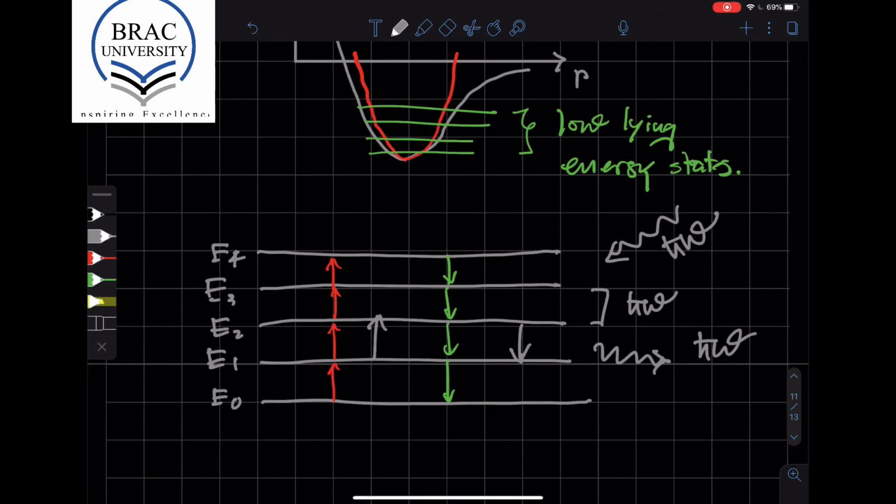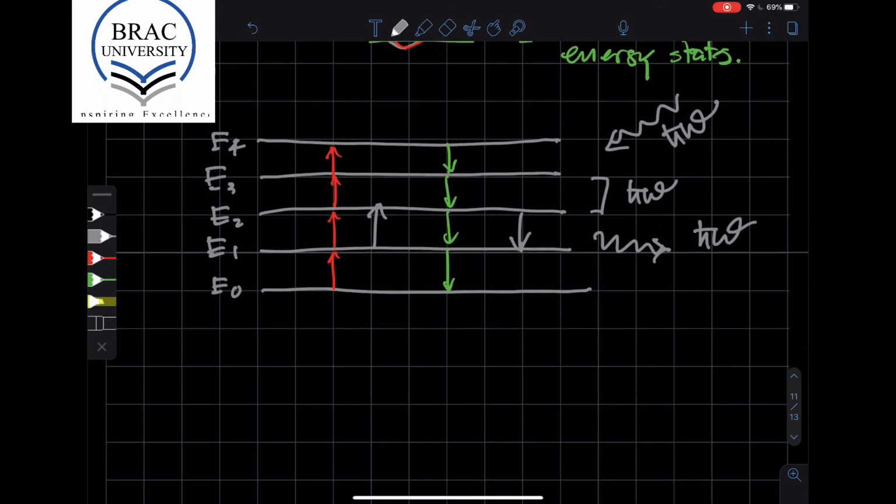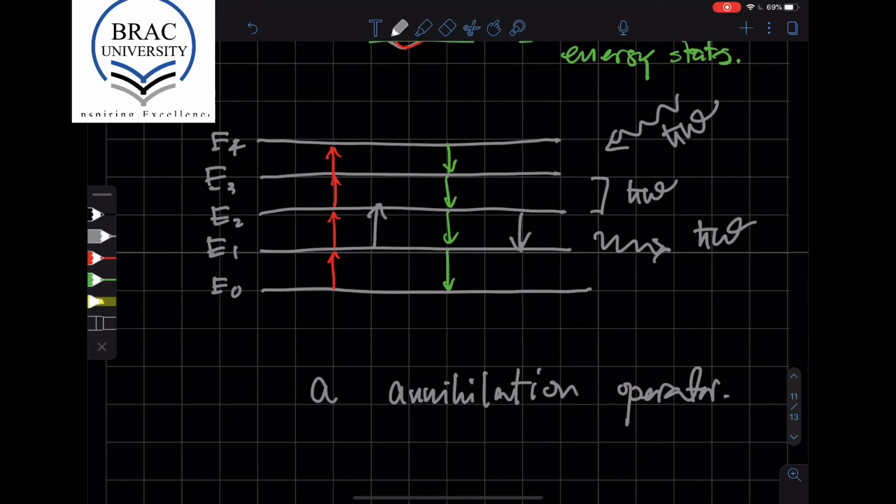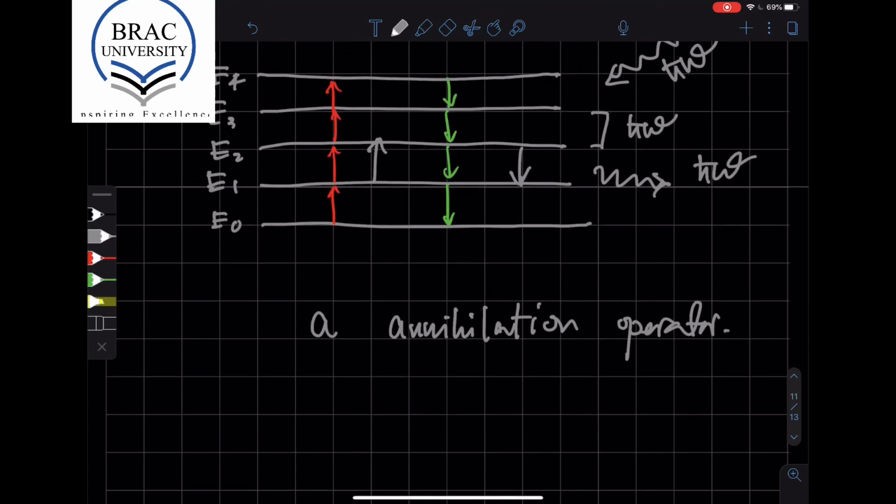So this motivates the name a as the annihilation operator, and that's because it's annihilating a quanta of energy. On the other hand, a dagger is known as the creation operator because it is creating a quanta of energy.